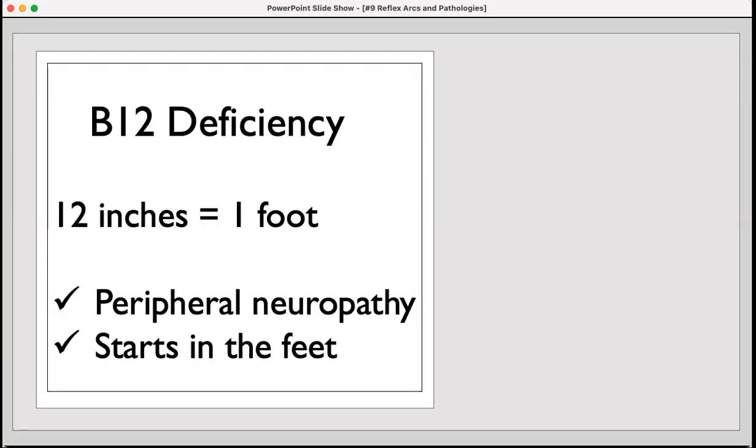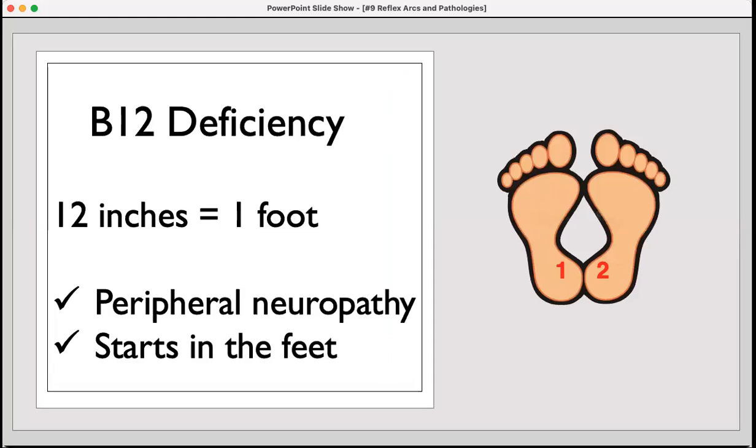So with B12, the way I remember it, B12, 12 inches equals a foot. So you have 2 feet, foot 1 and foot 2. And they usually present with peripheral neuropathy beginning at the feet. So that's the best way to remember B12 deficiency symptoms, peripheral in the feet, and B12, foot 1 and foot 2, 12 inches, B12 deficiency.